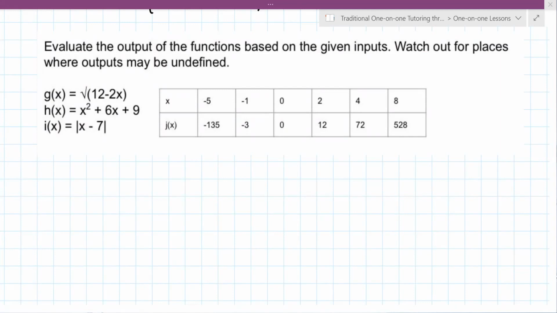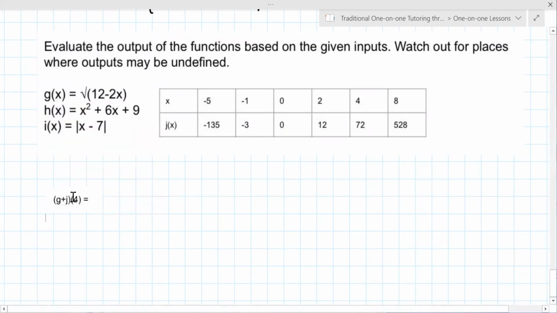Let's say your instructor asks you for g plus j of 4. So I'm snipping that in here, g plus j of 4. What that really means is you find g of 4, and then you add to it j of 4. So you've got an equation, function, function, function, table. Sometimes they even give you a graph to do this.